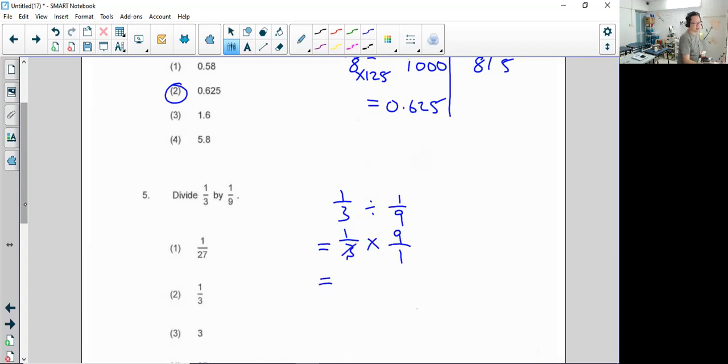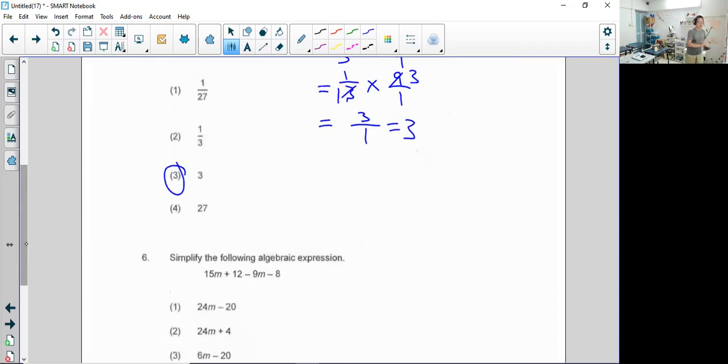And you will get 3 divided by 3 is 1, 9 divided by 3 is 3. So you have 1 times 3, and then 1 times 1. So your answer will be 3/1, or 3 divided by 1, and you get 3. Okay, the next one, question number 6.